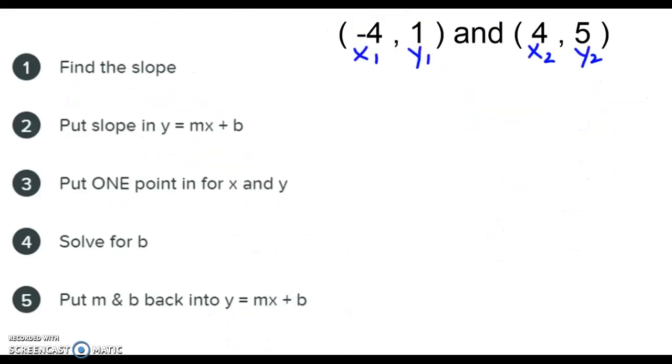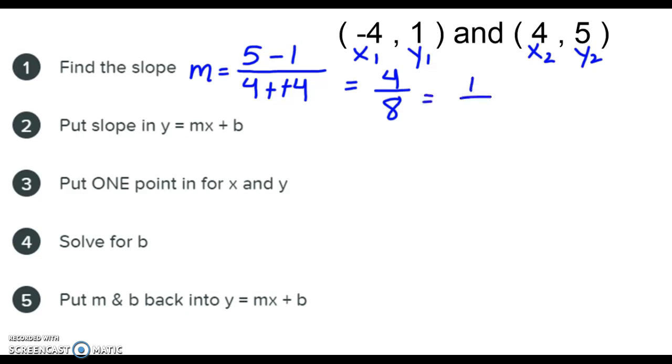For our third example, I'm going to have (-4, 1) and (4, 5). I'm going to go through it a little quicker. So my slope for this case, I'm going to have my 5 minus 1 on the top, and 4 minus a negative 4 on the bottom. So I get 4 up top and a positive 8, which I can simplify. So my slope ends up being positive 1/2. So m equals 1/2.